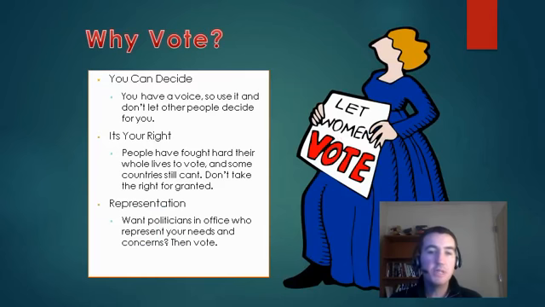Some other things. You get to decide. It's your voice. You actually have a say on the country and how things are. It's your right, too. Like you learned about in some of the previous lessons, not everyone's always had the right to vote. A lot of people have died trying to win the right to vote. So it's something that probably shouldn't be taken for granted. And it's the way that you get to pick your representation. If you don't vote, you're not having a say in the people who represent you.